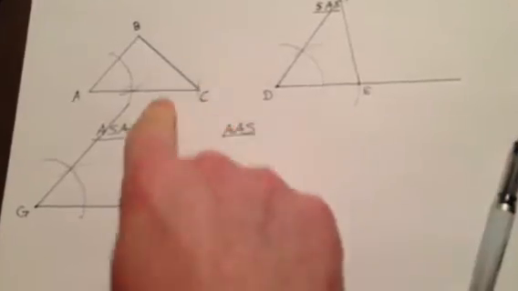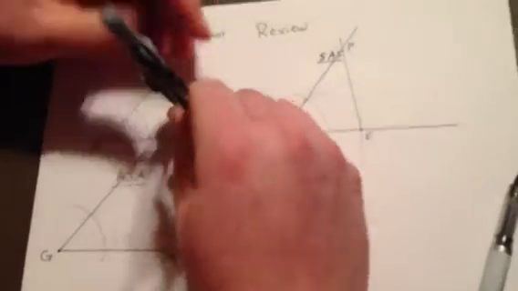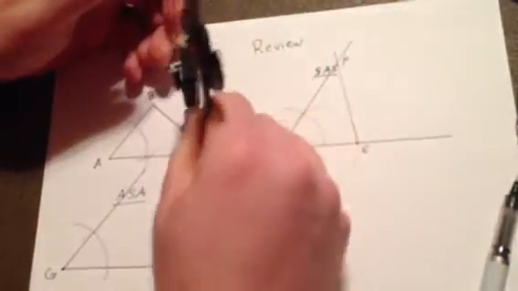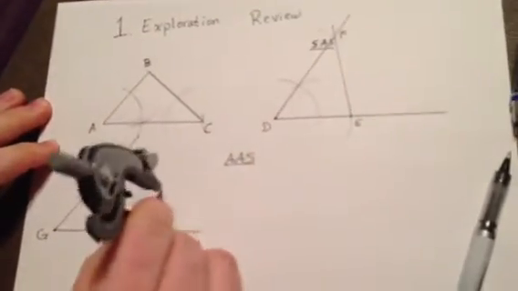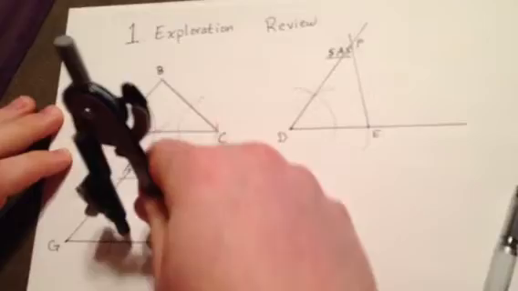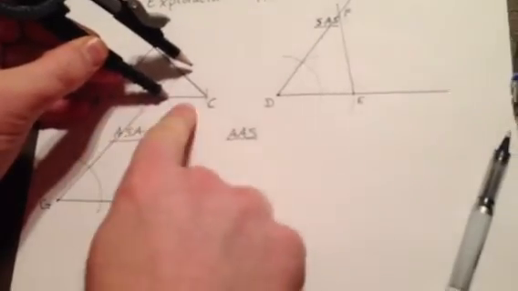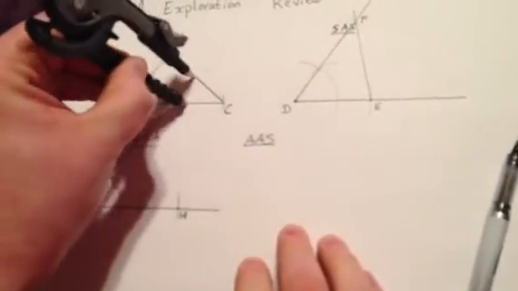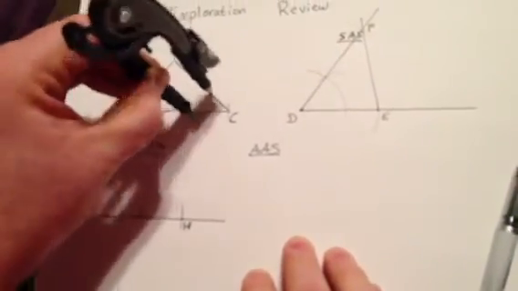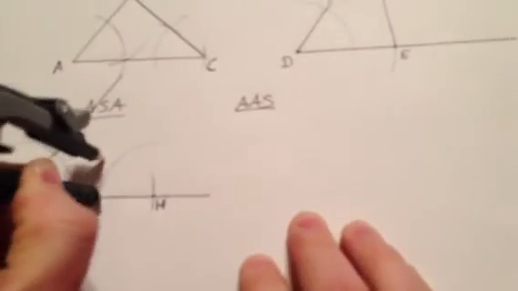And then I'm going to copy angle C. Okay, swing that same arc from H. Now I have to measure that arc by opening my compass, put my compass on the intersection of my AC, and open it so that it matches up with the intersection there. And then I swing that same arc on my copy.